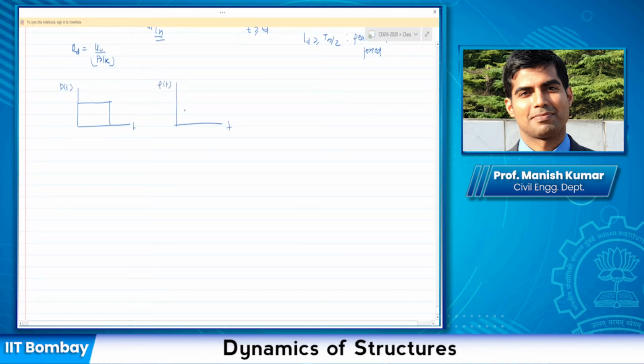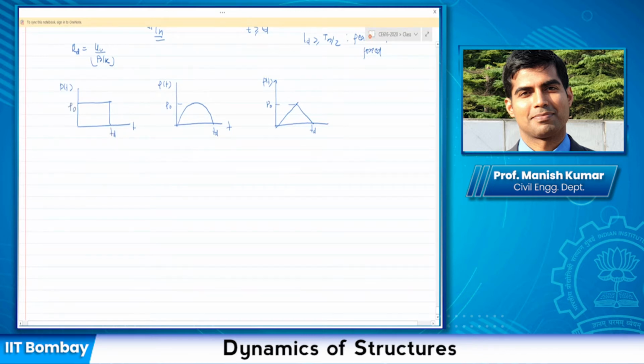In the second case, I have a half sine pulse. In the third case, I have a triangular pulse. All of them have amplitude equal to P naught, and time duration Td.